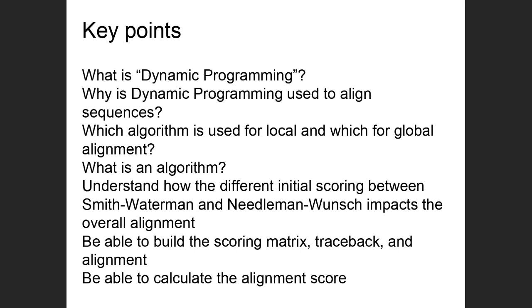Why do we use dynamic programming to align sequences? The answer is that if you did every possible alignment of two sequences, that would take too much computational time, and actually it's not tractable. You would have so many combinations that you couldn't align every single possibility, which would be called the naive method.